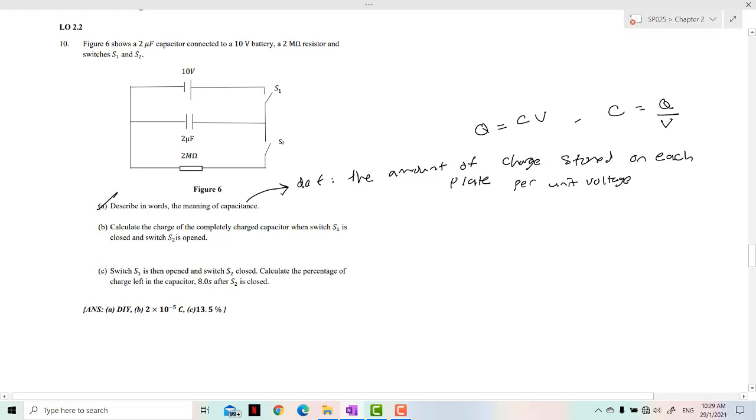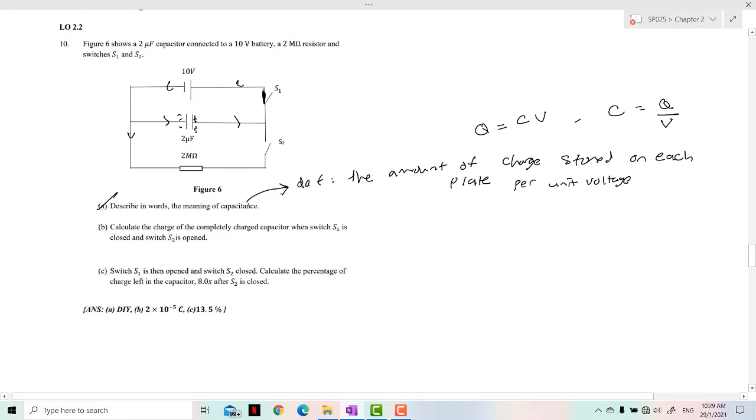Okay, so for question B, calculate the charge of the completely charged capacitor when switch S1 is closed and switch S2 is open. So when S1 is closed, what would happen? Again, charge would flow. Sini akan ada negatif, sini akan positif. Tapi sini takkan flow. Kenapa? Bila your electron flowing here, the electron takkan masuk pada junction ni. So ini terbuka. So the circuit bawah ni is completely useless in this case.